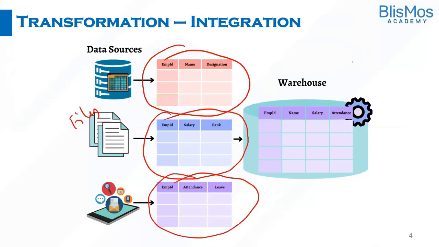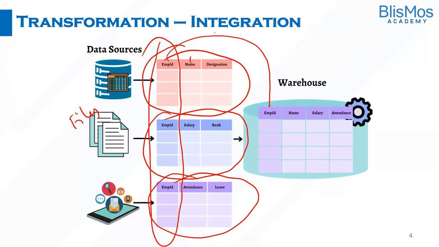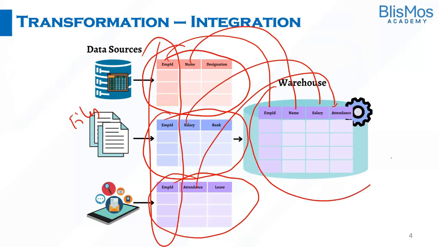As a part of the warehouse, I don't need all the 3 columns from here, all the 3 columns from here, all the 3 columns from here. I need only a few columns. So what I can do is I can get the employee ID from here, which is common across all the 3 tables, and name from here, salary from here, and attendance from here. So I'm integrating the data from different sources before I move that to a warehouse. That is one simple example of integration.